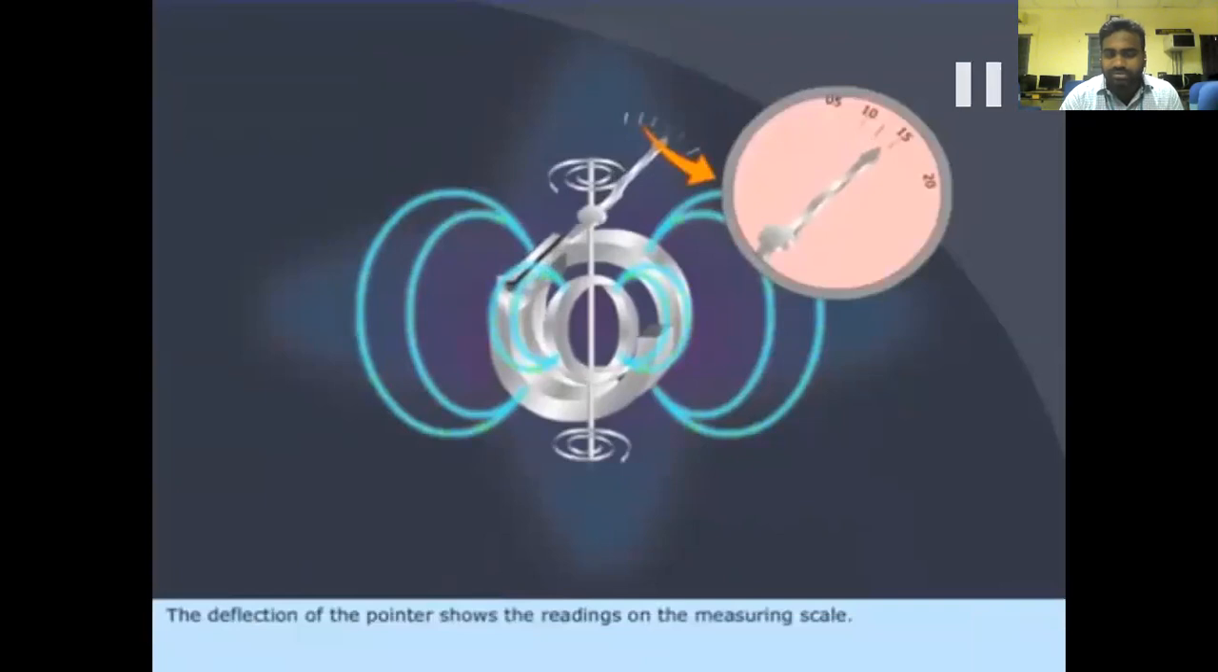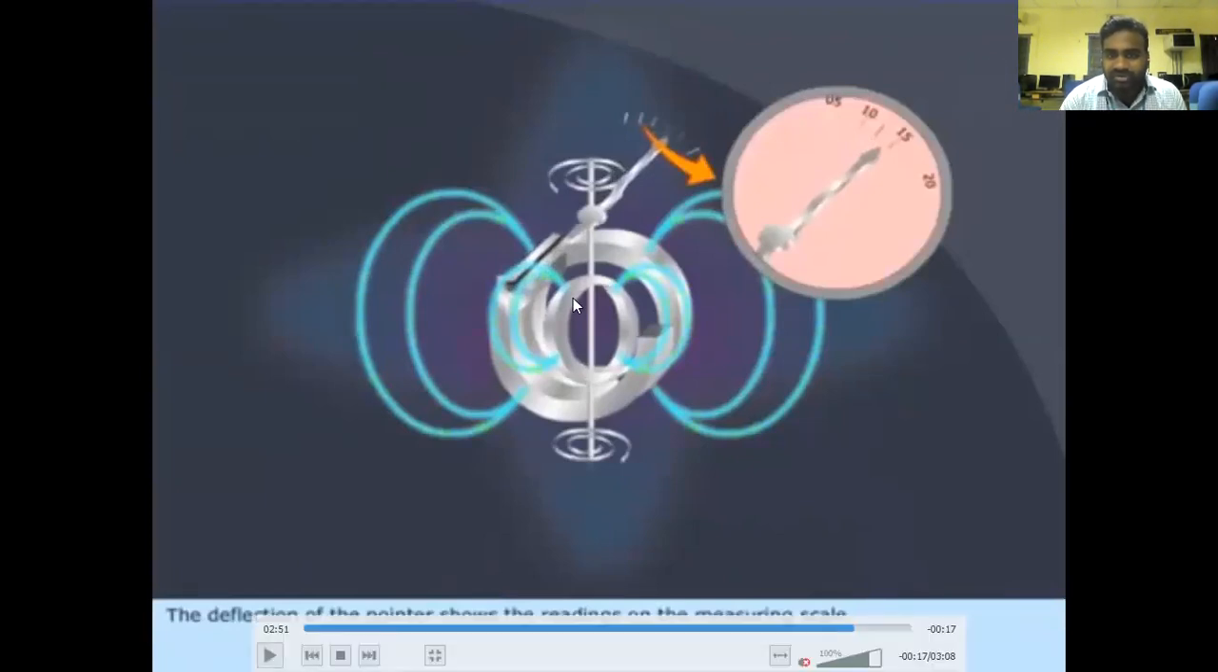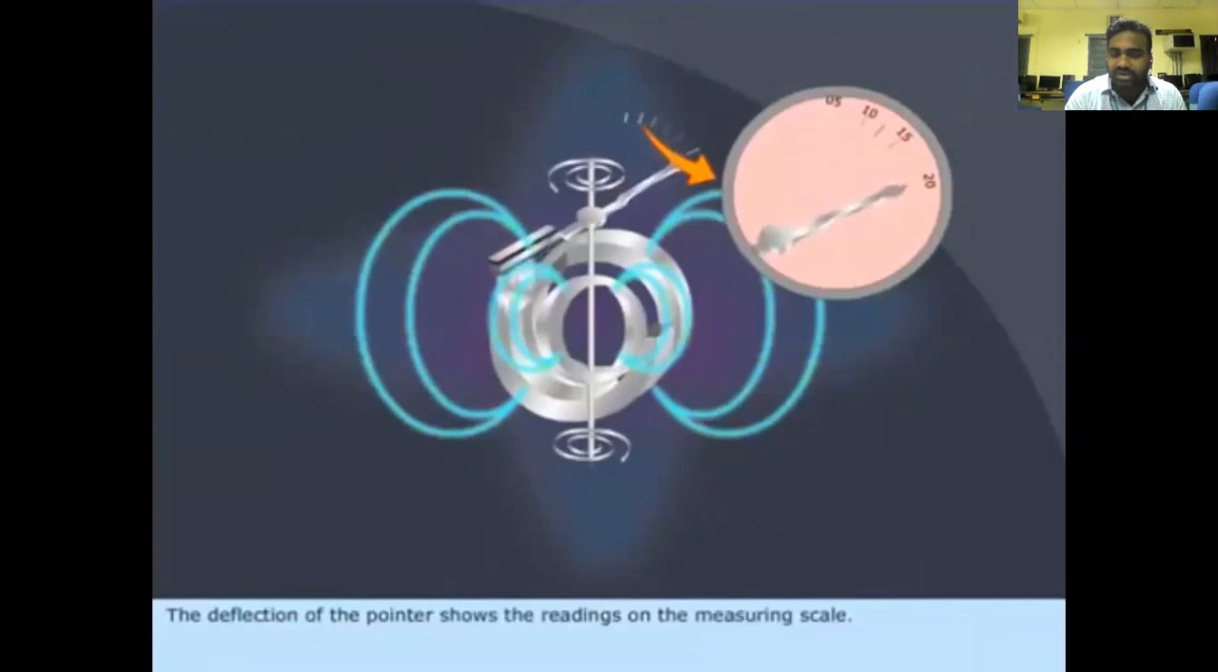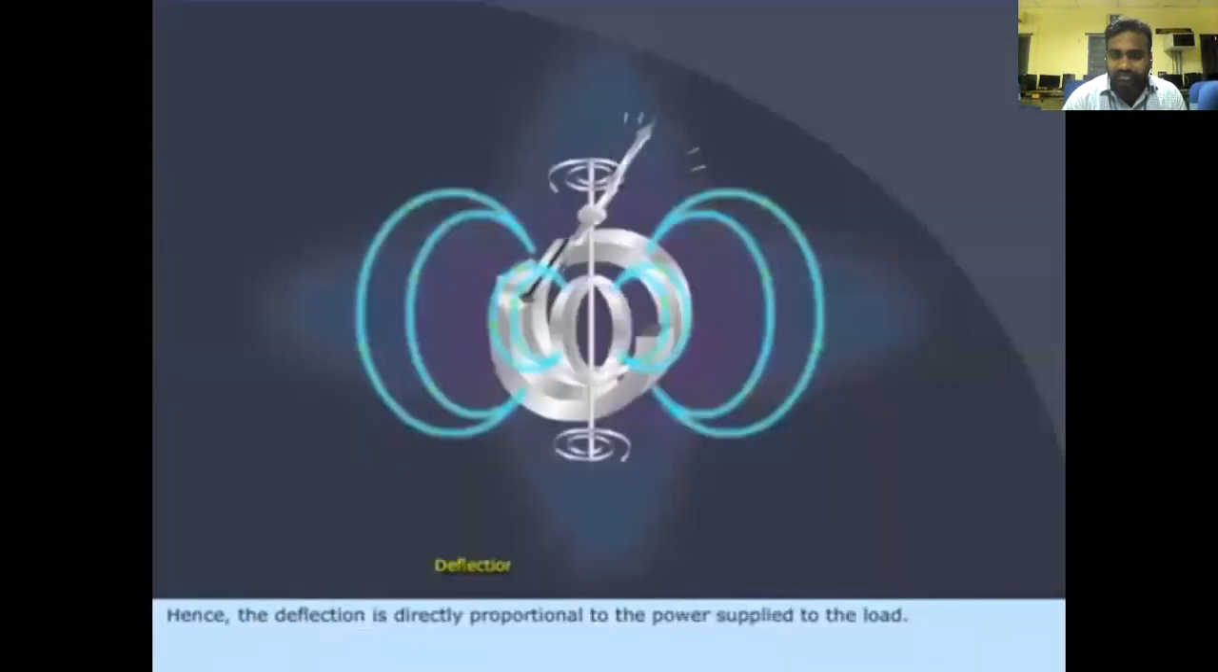Due to continuous linking of fixed coil flux and moving coil flux, there is a deflection in the moving coil. This is nothing but our moving coil. The moving coil is connected next to this vertical conductor, which is called the spindle. That spindle is pivoted next to the needle. This is the needle. So the moving coil is rotating, the spindle is rotating, and the needle is also rotating. The needle is deflecting on a particular measuring scale.